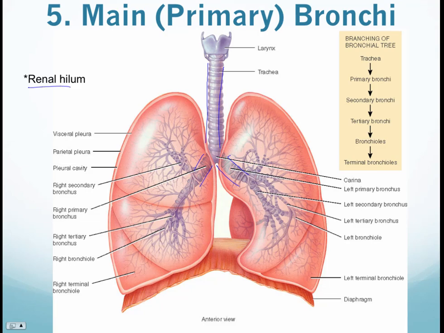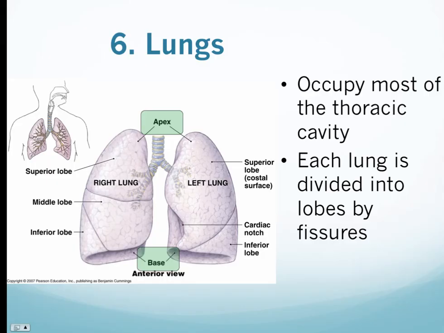So here we have that trachea, branching into the primary bronchi. And then from here we have secondary, the much larger branches, tertiary, and then we have the bronchioles down below. If we look at the anatomy of the lungs, we're going to notice we have this pointed area called the apex and this wider broad area called the base. And this base is going to be closer towards our diaphragm.